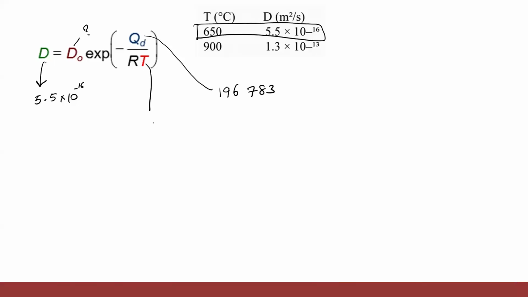QD we found, 196,783. Temperature is 923. And the R is 8.314. So you put all the values in this one and make the D naught the subject and find me the D naught.